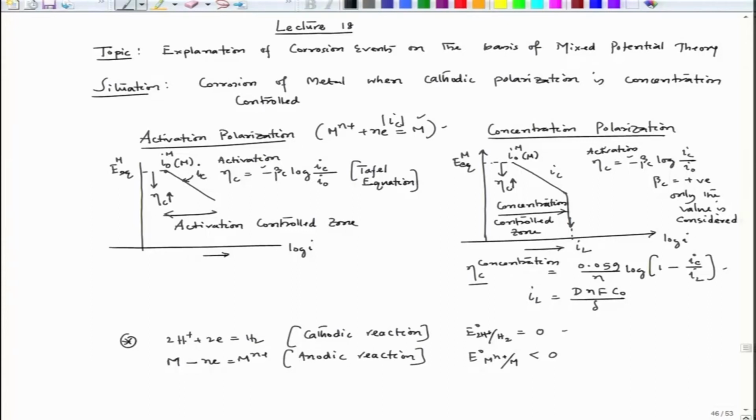and of course, in the electrolyte, depending on the pH value of that solution, I can have a situation where E equilibrium of hydrogen evolution can be greater than E equilibrium of the metal. In that situation, of course, hydrogen evolution will be the cathodic reaction and metal dissolution will be the anodic reaction. So, let us see what would happen there.